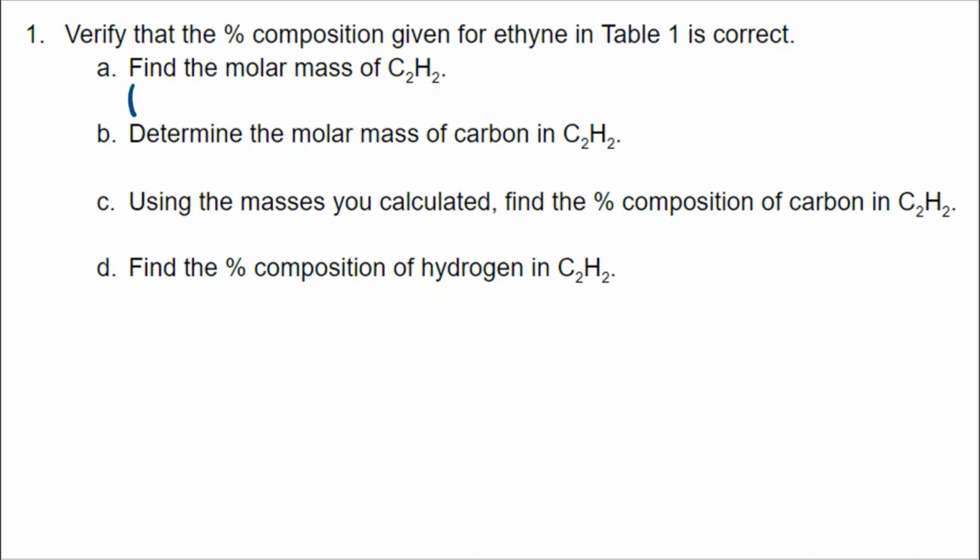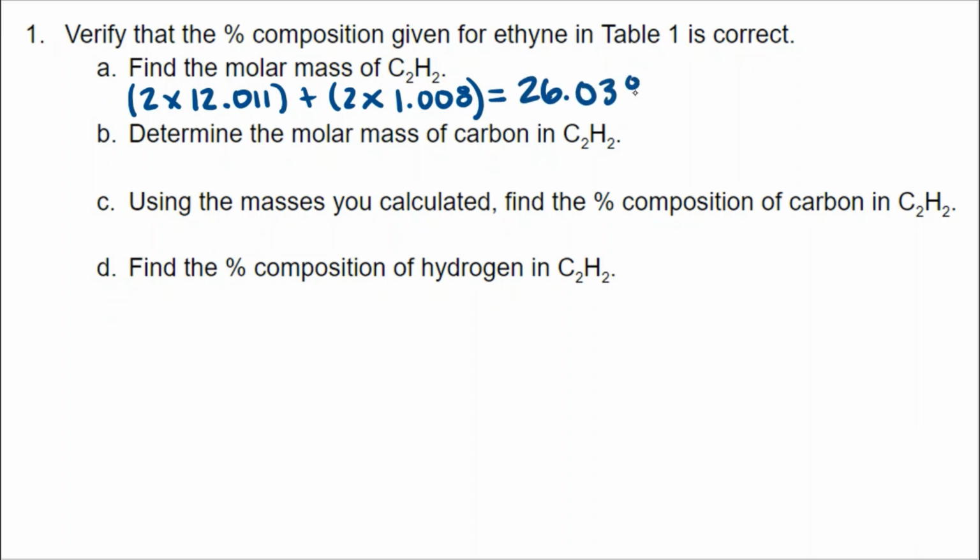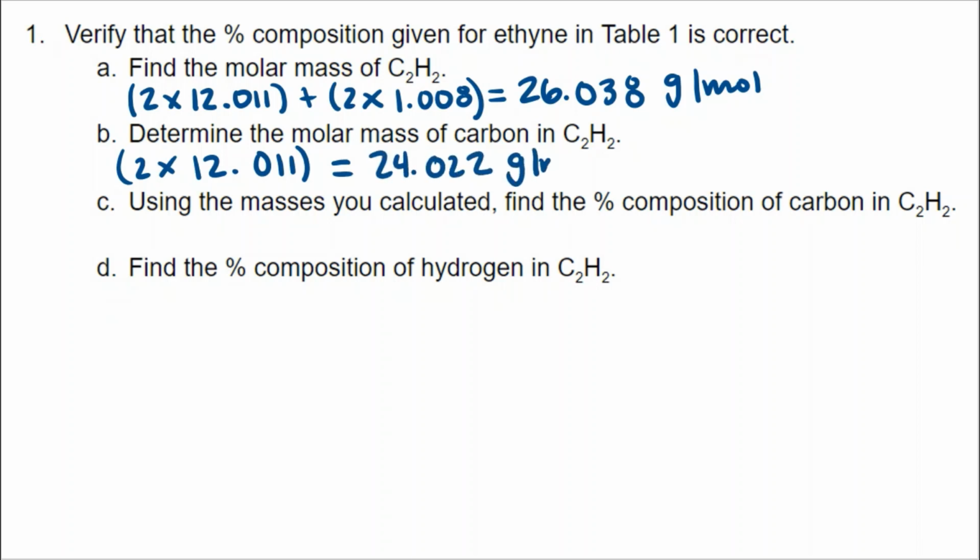So I've got two carbons. The mass of carbon is 12.011, and I need to add that to 2 times the mass of hydrogen. So I got those masses from the periodic table. So this gives me 26.038 grams per mole. This is a molar mass. Carbon is just going to be 2 times the 12.011 number, which is going to give us 24.022 grams per mole.